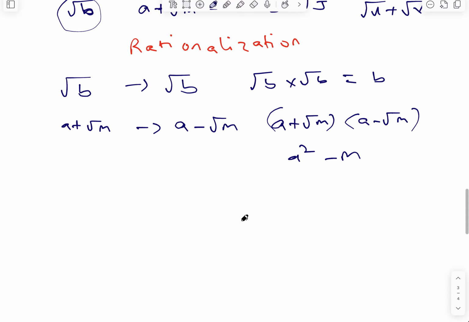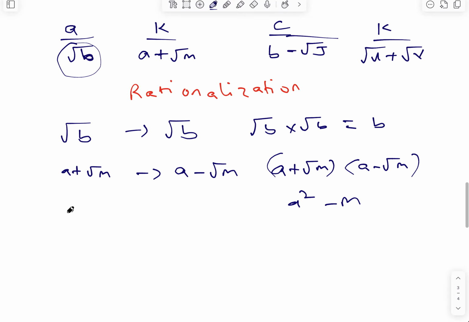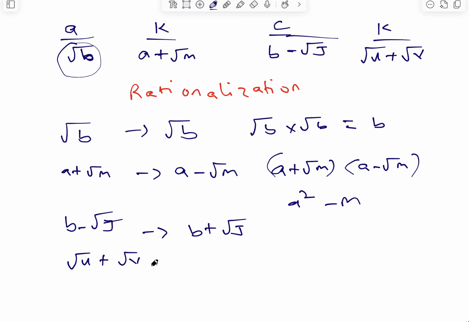Now, let us go further. If you have b minus root j, definitely the conjugate is going to be b plus what? Root j. And if you have square root of u plus square root of v, this is going to be what? Square root of u minus square root of v.